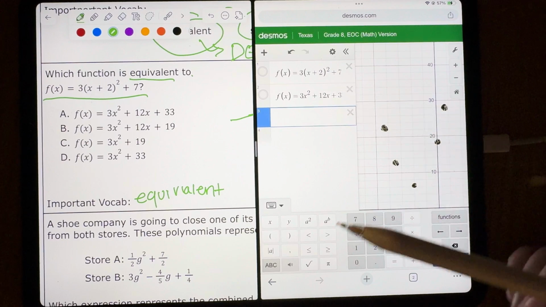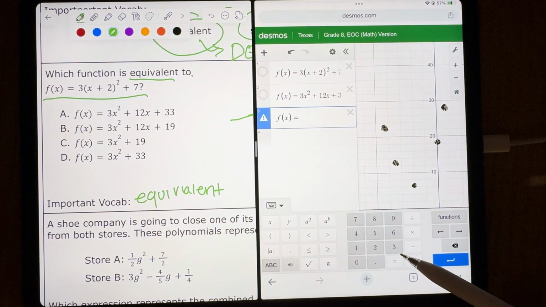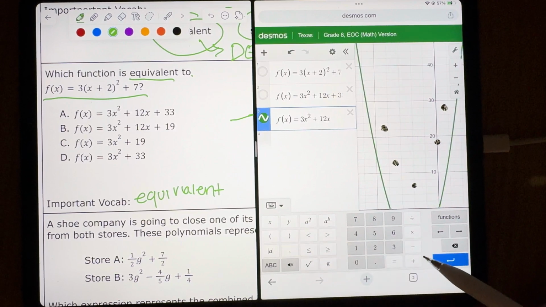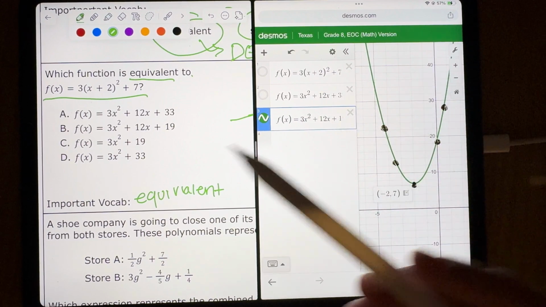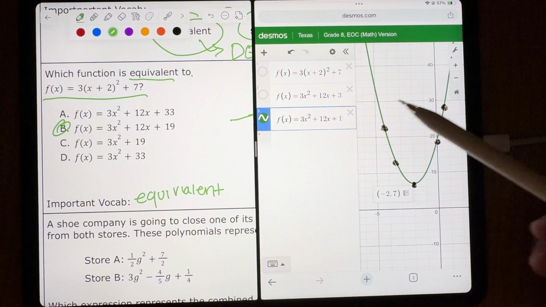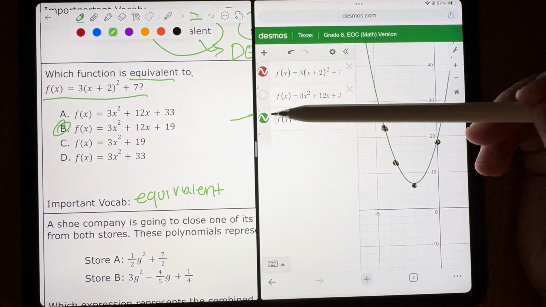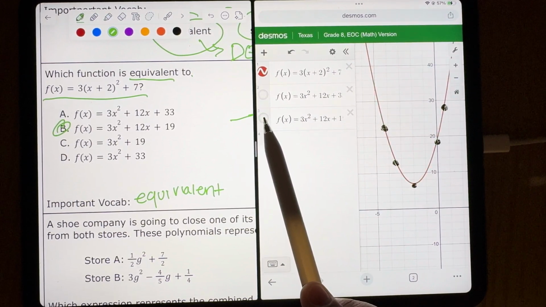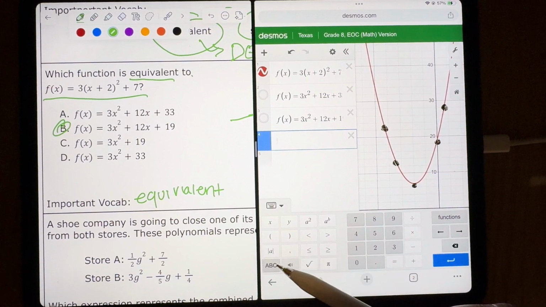Okay, so now I'm going to go to B. F of x equals 3x squared plus 12x plus 19. Good, good, good. So B would be my answer because it's the same exact thing. So if I press the first one I already had, it's going to be red. Red turns to green, green turns to red. They're the same color. Or not the same color, same shape. My bad.